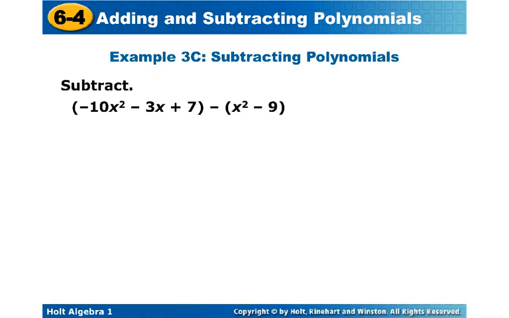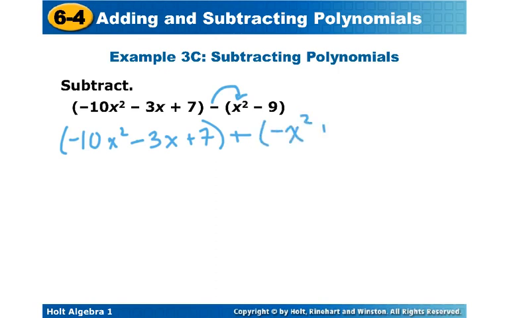Alright, we're going to apply this again. So, rewrite the first. Now distribute this negative in. Since I'm doing that, this center becomes addition. This becomes negative x squared plus 9.